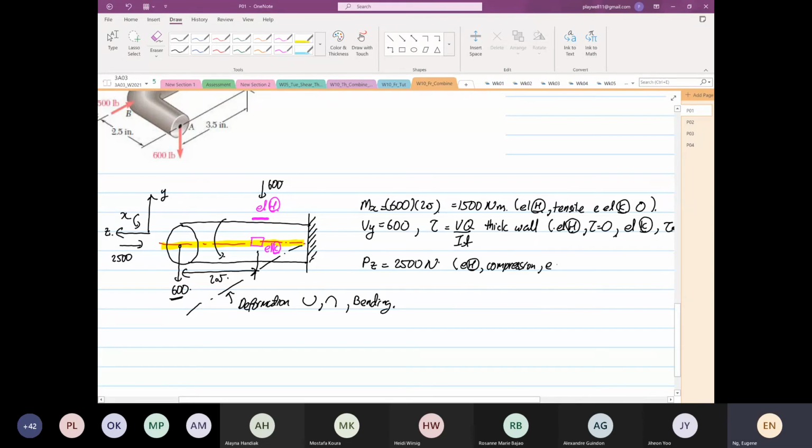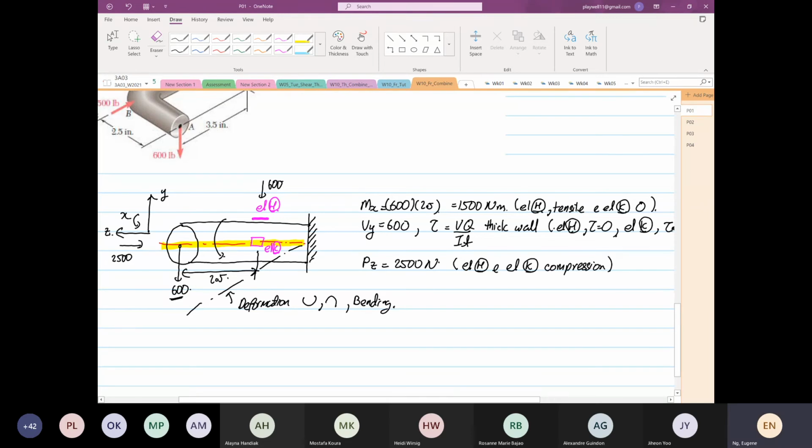And element K, okay, element K, I should be writing better. I'm so disgusted with myself today. Element H and element K, right? They are all under compression.